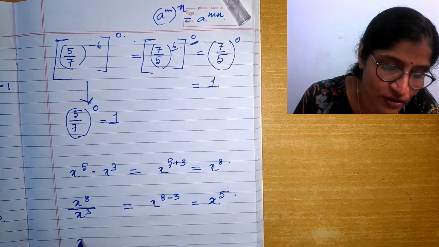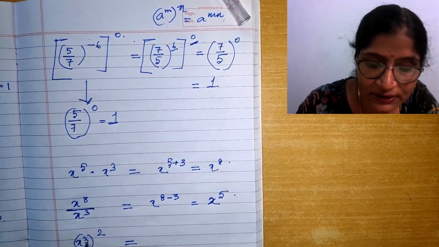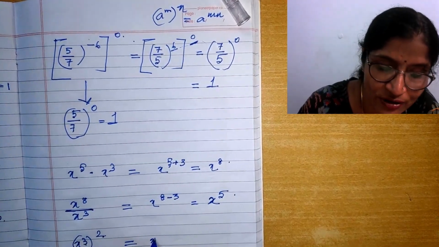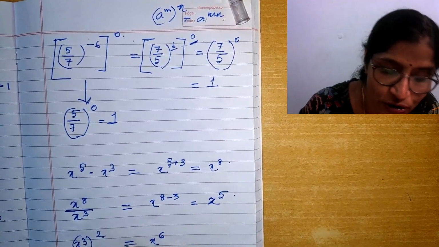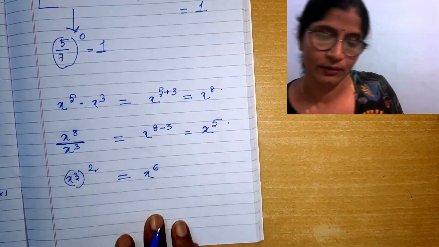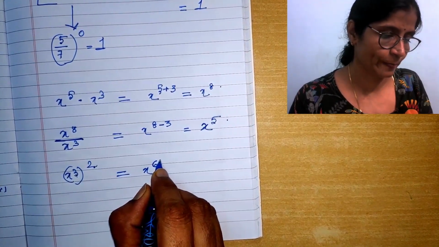Next is x to the power 3 to the power 2. Okay, so powers here, students, what to do? 3 into 2, so x to the power 3 2s are 6. Don't add it, we have to multiply it. Power to the power means we have to multiply it. So x to the power 6.